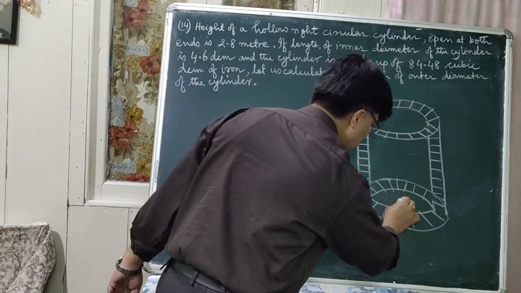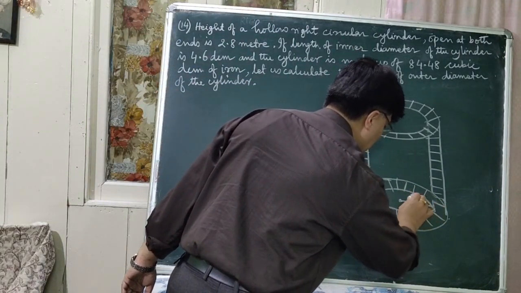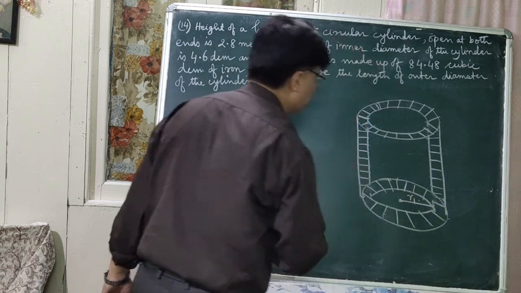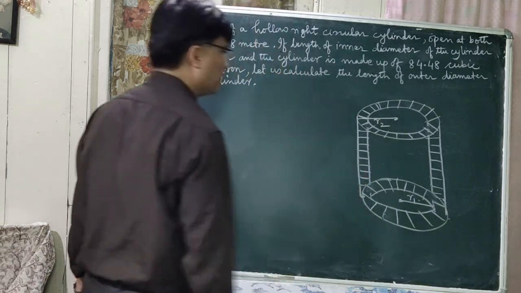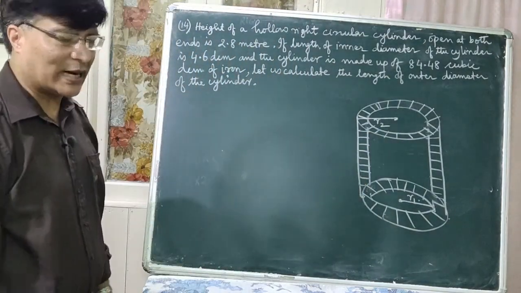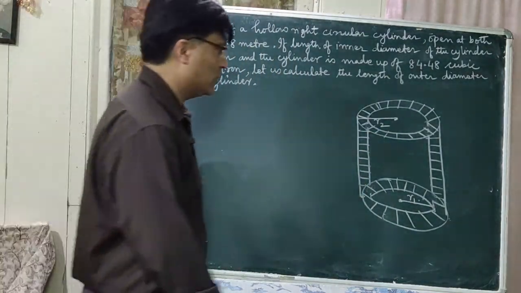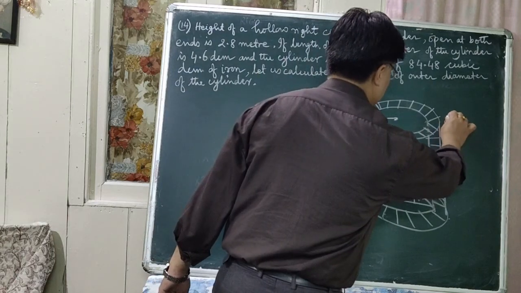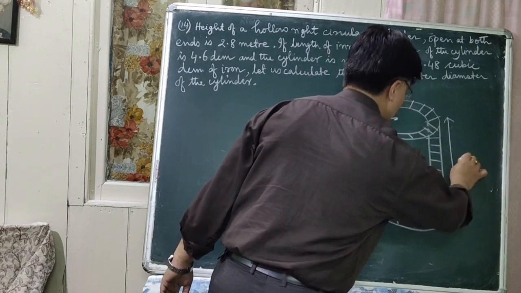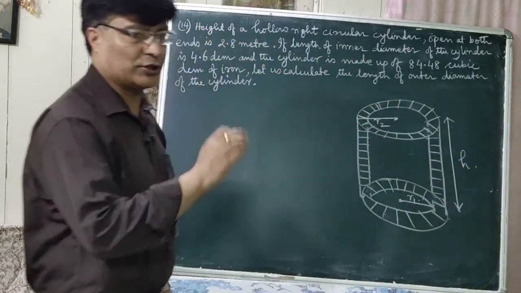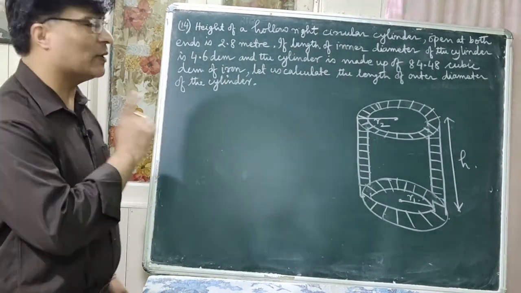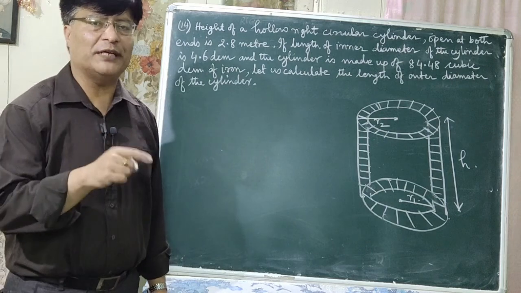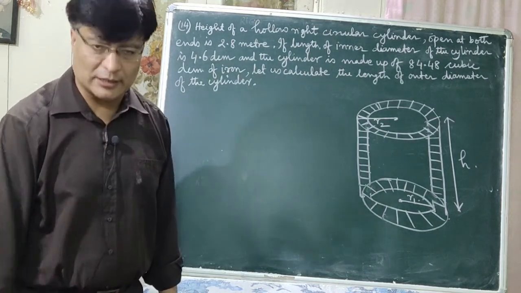Now suppose its inner radius is R1, and its outer radius is R2. Outer radius is R2, and inner radius is R1. And what is its height? Suppose its height is h. So now in this case, you have to find out the volume of the hollow right circular cylinder.